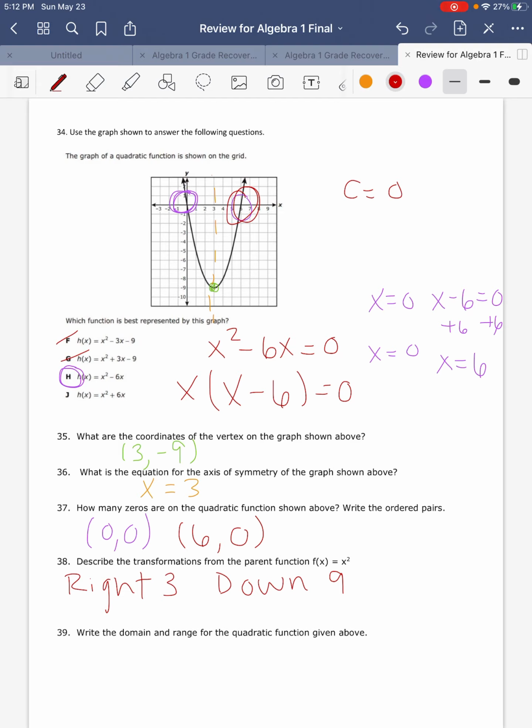And then 39 says write the domain and range. So domain, we know that's always all real numbers for quadratics. But for the range, we know that's going to be a y. And for this, we always are going to take the y from the vertex. So our y from the vertex is a negative 9. And if we were to look at this graph, since our entire graph is above negative 9, we would just say y is greater than or equal to negative 9.